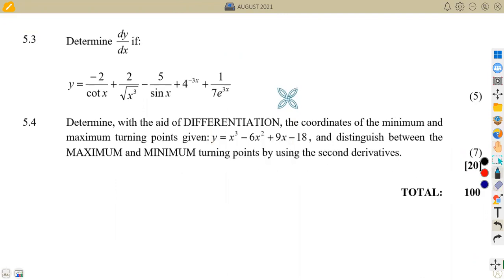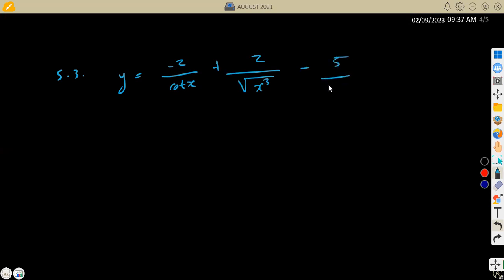So we are given y, which is equivalent to, so that's question 5.3, y is equivalent to -2 over cot x plus 2 over the square root of x to the exponent of 3 minus 5 over sine x, all right? Then plus 4 to the exponent of -3x plus 1 over 7e to the exponent of 3x. So you need to find the derivative of y with respect to x.